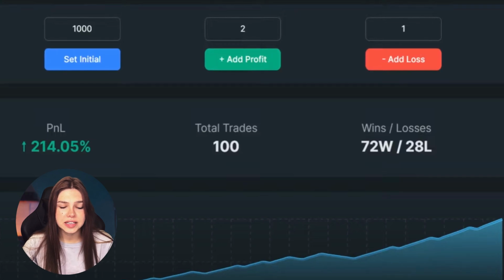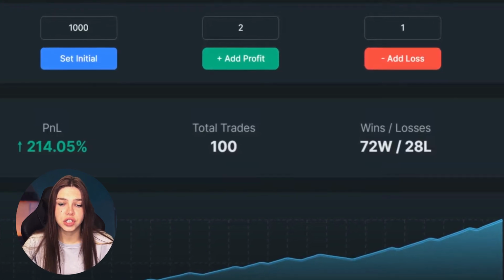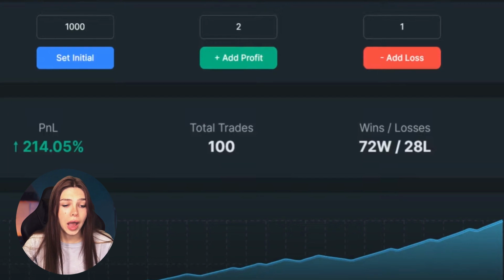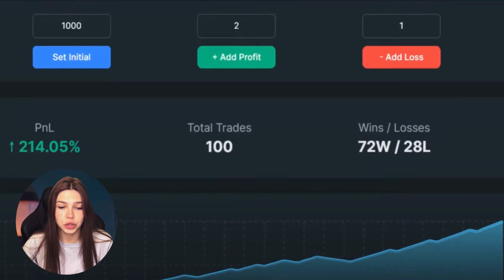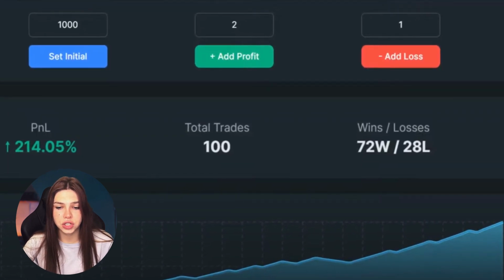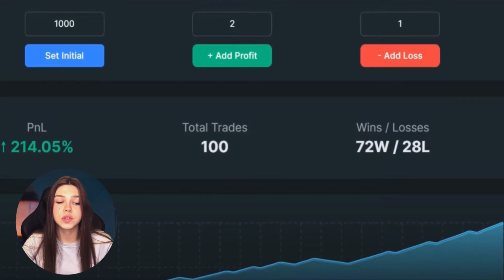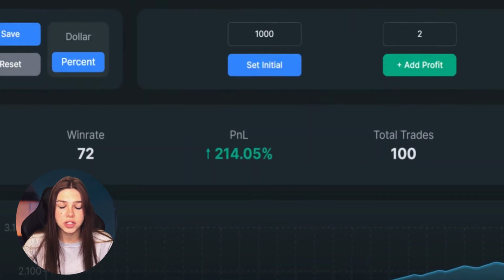I just finished the backtest session, and as you can see, this strategy is hugely profitable. I opened 100 positions in a period of just 14 days, and of the 100 positions, as many as 72 closed in profit, which means we have a 72% win rate. We achieved 214% profit on these profitable positions altogether.